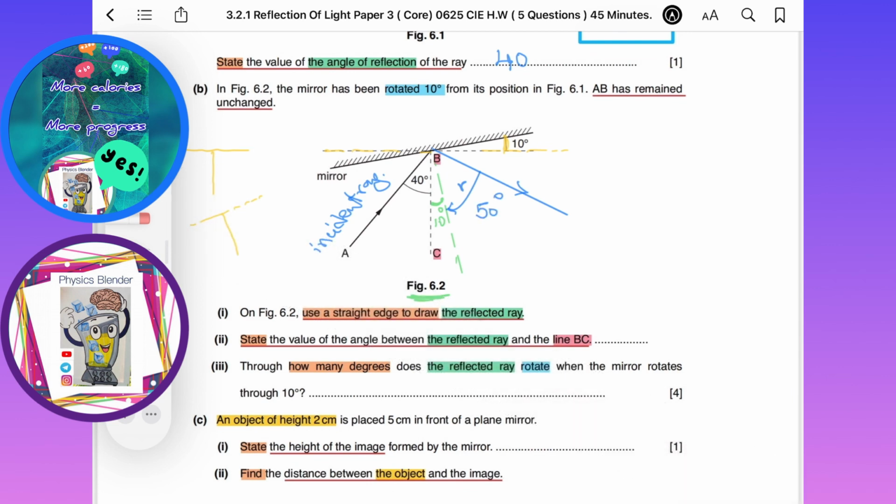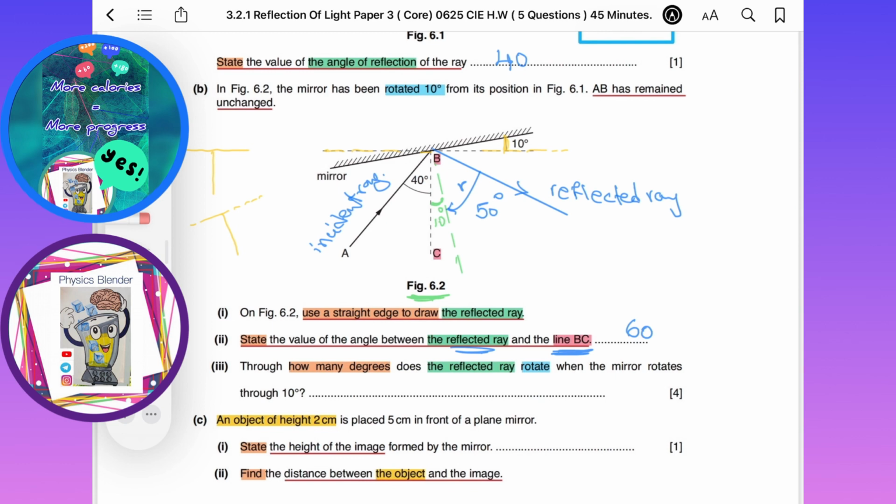The next part of the question is asking you to state the value of the angle between the reflected ray, this is the reflected ray in its new position, and the line BC, which is the old normal. So this angle is 60. The angle between the new reflected ray and BC is 60. Through how many degrees does the reflected ray rotate when the mirror rotates through 10?